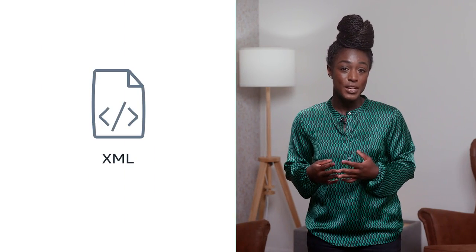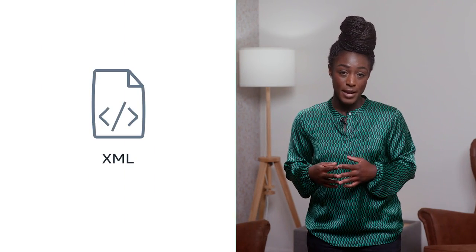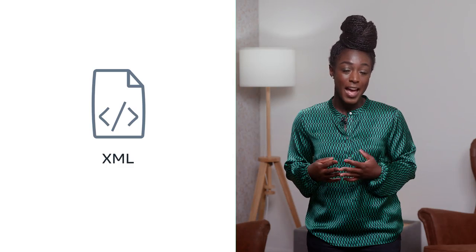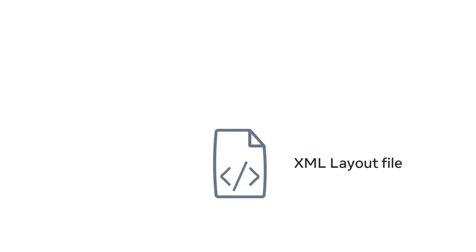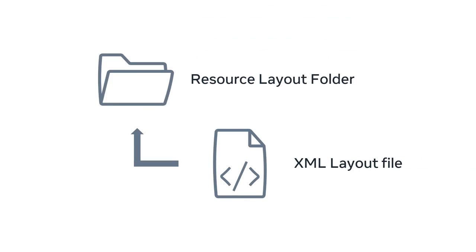Earlier in this course, you covered extensible markup language, or XML. Android layouts are written in XML. You declare a layout through a simple XML layout file located in the resource layout folder of any project you work on. When you create a project using a basic activity template, Android Studio generates a file called activity main.xml. Let's explore a few Android layouts that developers use regularly.